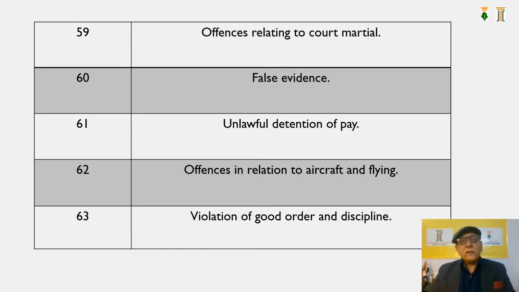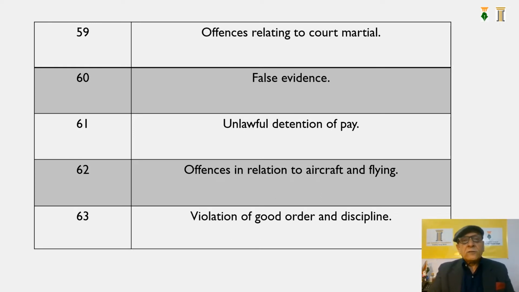Section 60 could be false evidence. It may be even in a matter which is not a court martial, where official information is to be given, say in a court of inquiry or at summary of evidence, etc. Somebody who gives false evidence would be liable to face a trial under section 60. Section 62 is the category of offenses in relation to aircraft or flying duties.